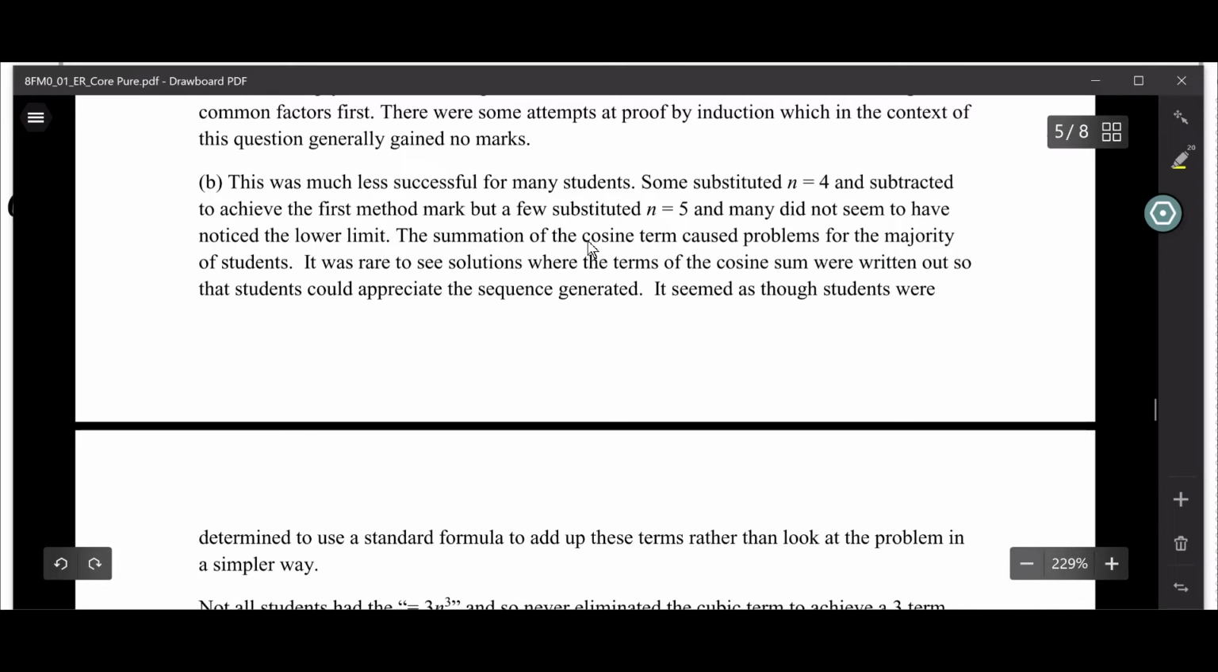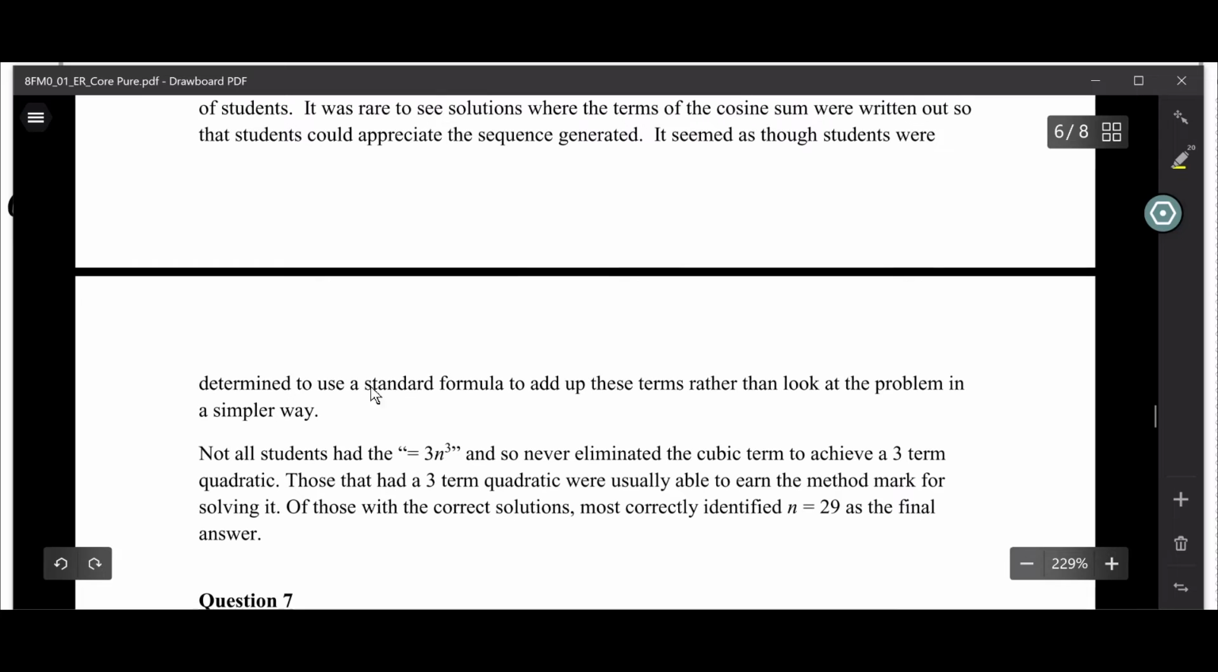The summation of the cosine term caused problems for the majority of students. It was rare to see solutions where the terms of the cosine sum were written out so that students could appreciate the sequence generated. It seemed as though students were determined to use a standard formula to add up these terms rather than look at the problem in a simpler way.